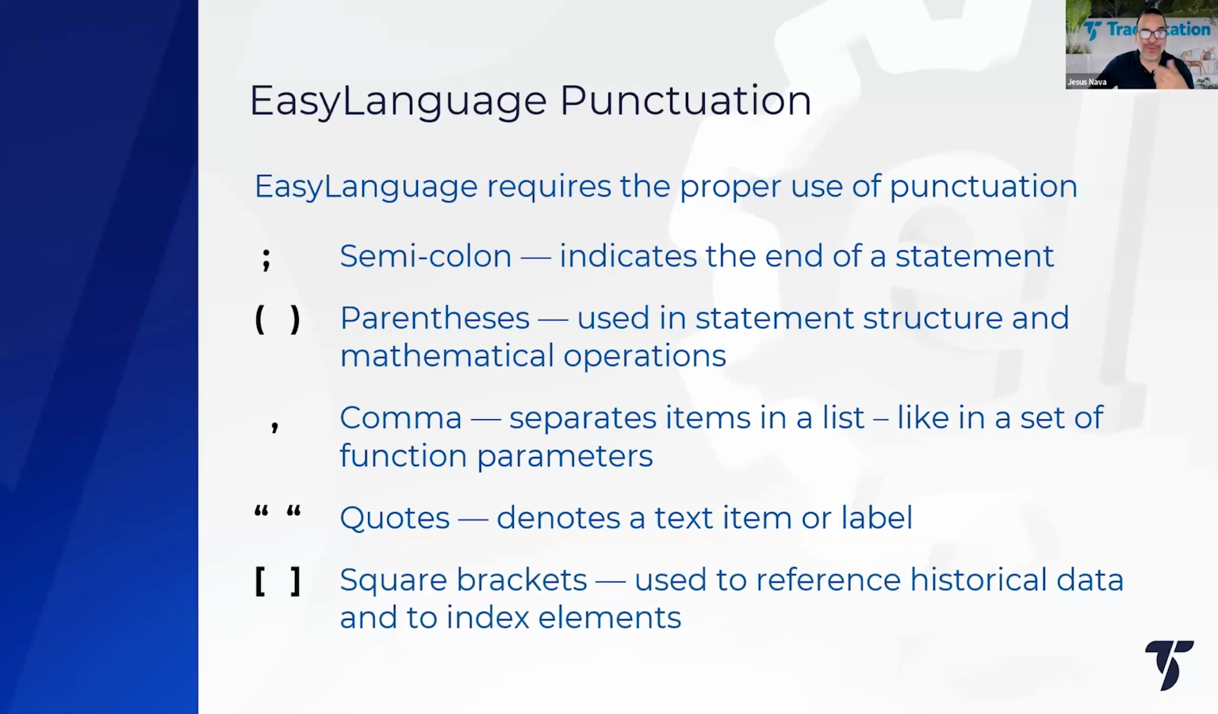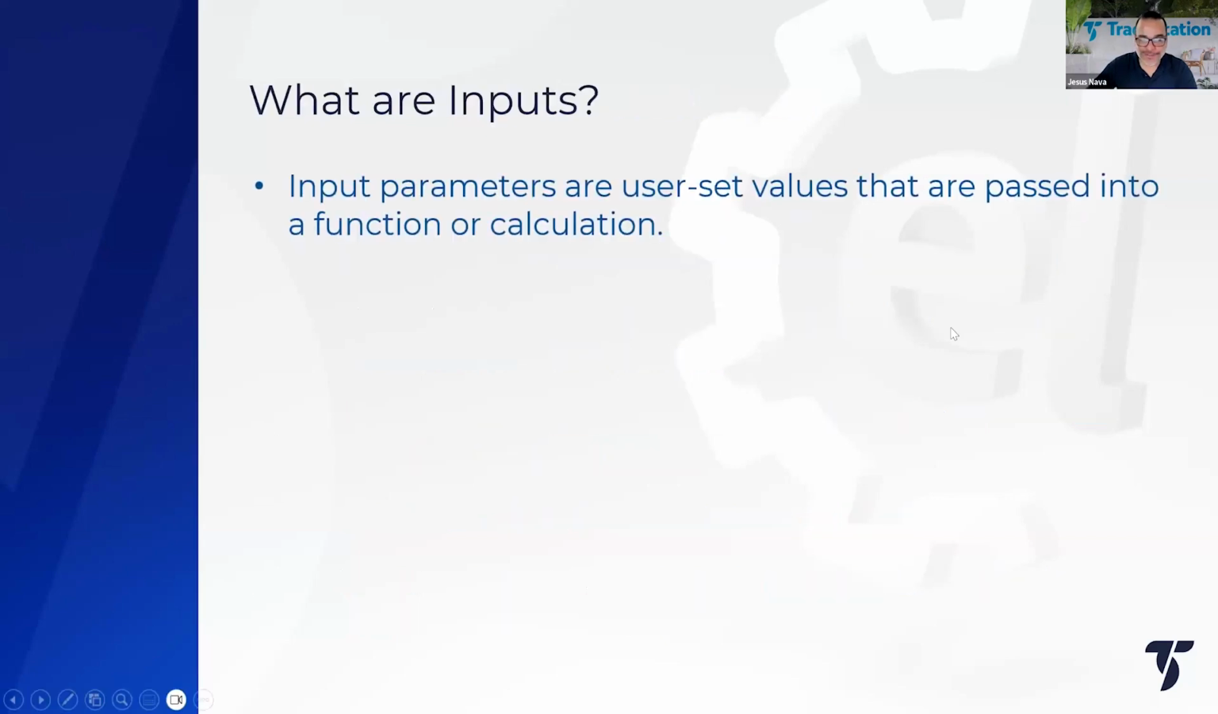And square brackets, we use those a lot because square brackets allow you to do a historical reference. Anytime you want to know what the value of a technical idea or a value of a particular candlestick is historically, the square brackets is going to help you.